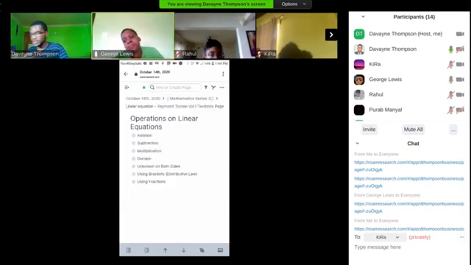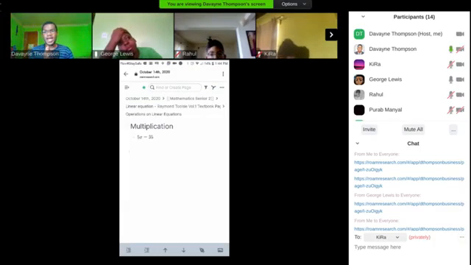So we're on multiplication now. You should see an example. 5x minus 35 is equal to 0. The first thing that we have to do is what? We have to carry over the minus 35 over the equal sign. What would that give us? Positive 35.